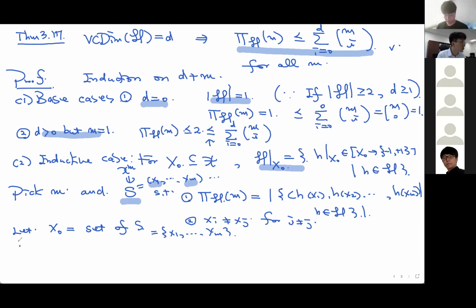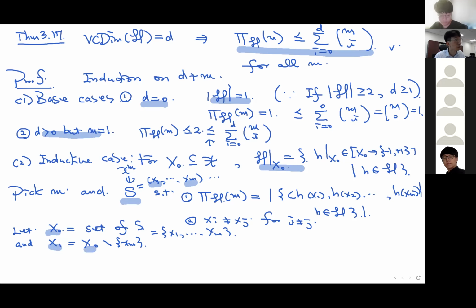And then we also let X1 be the same as X0, except we are removing the last element. So these guys are capital letters. Okay.